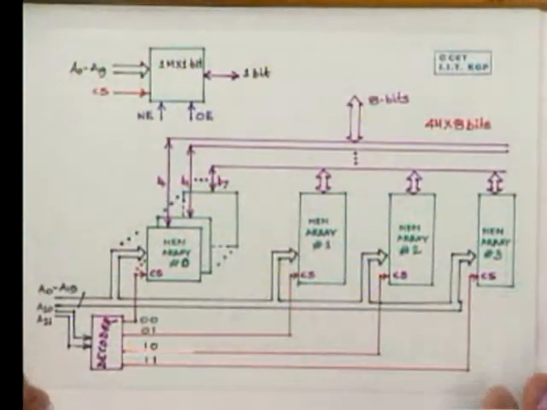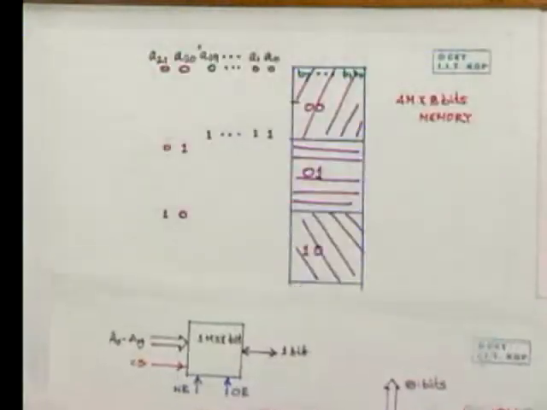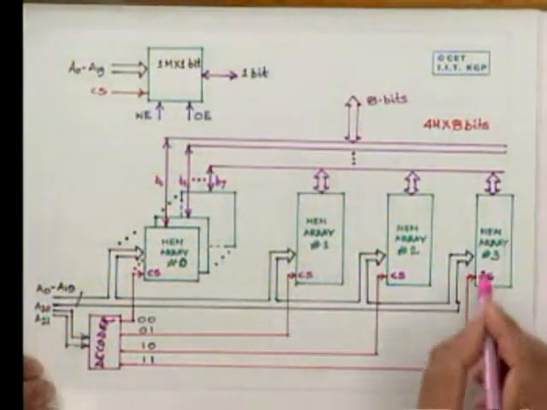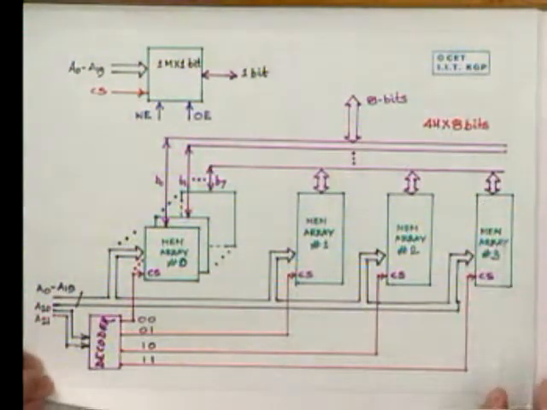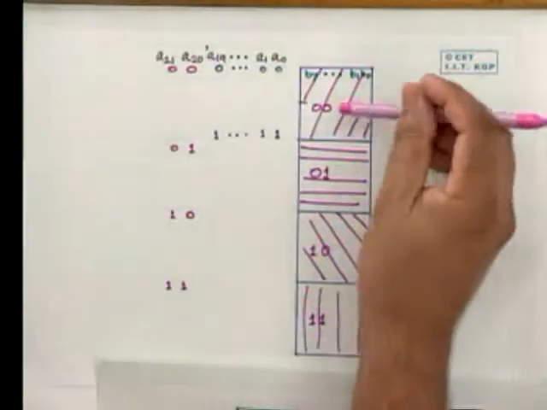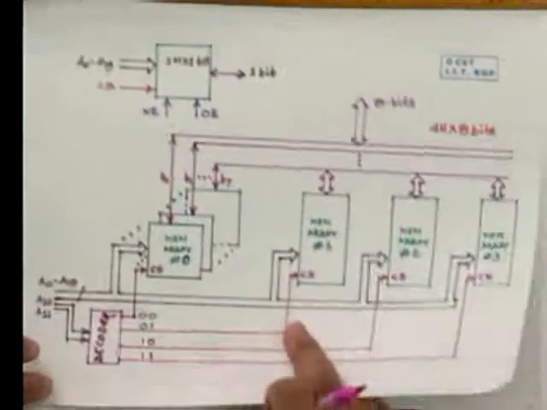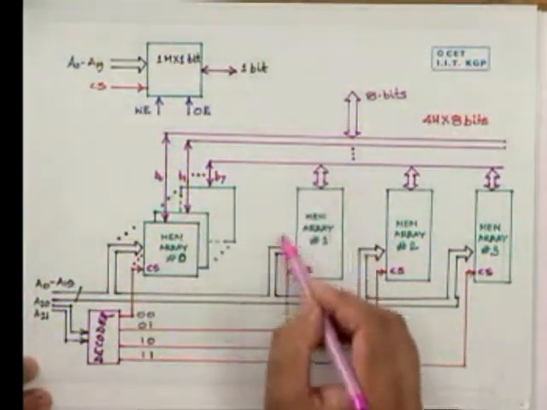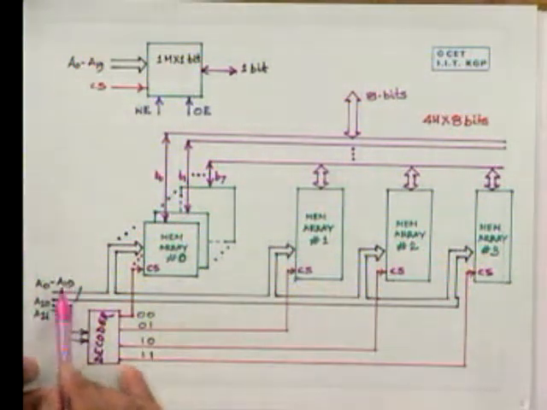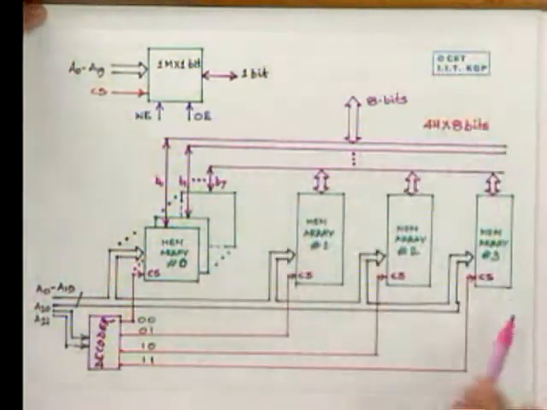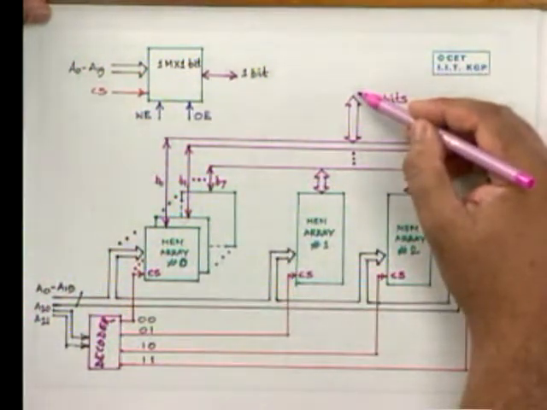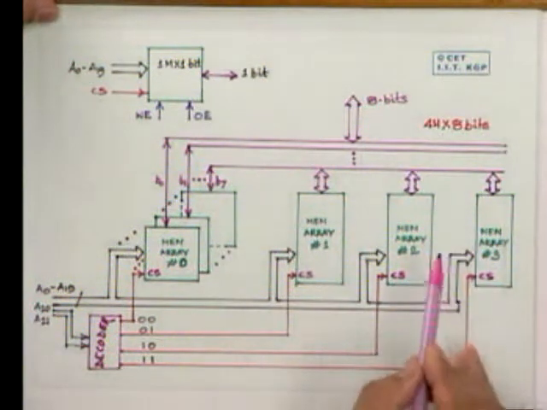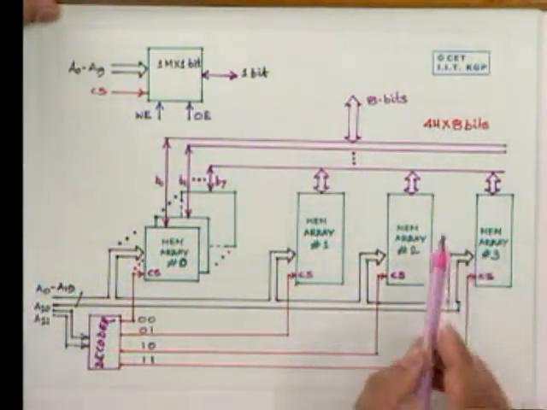Similarly, 1, 0 will choose this megabyte. And 1, 1 will select this megabyte of information, right? Therefore, this 4 megabyte of information, this one, this one, this one, and this one, will be selected by A20, A21. Each byte in each memory array will be selected by A0 to A19, thus giving us a memory organization where we can have 8 bits, or 1 byte, output, and we can select any one address out of this 4 megabyte.